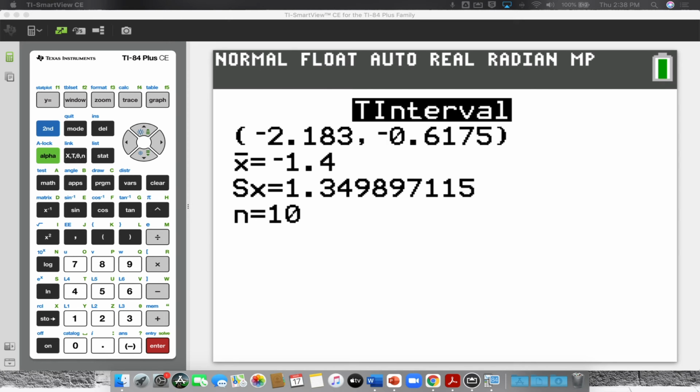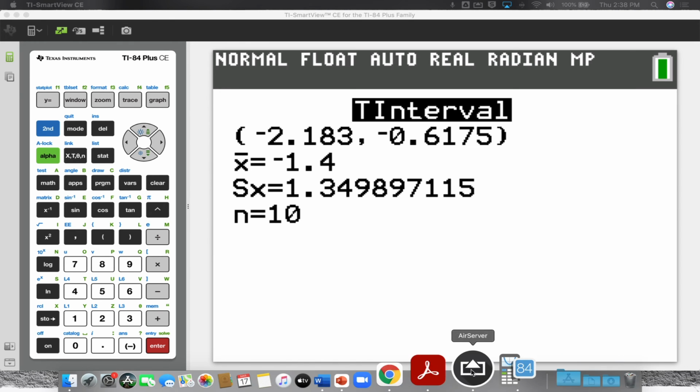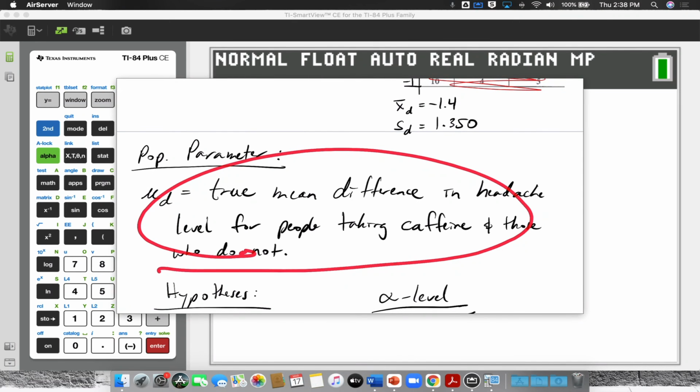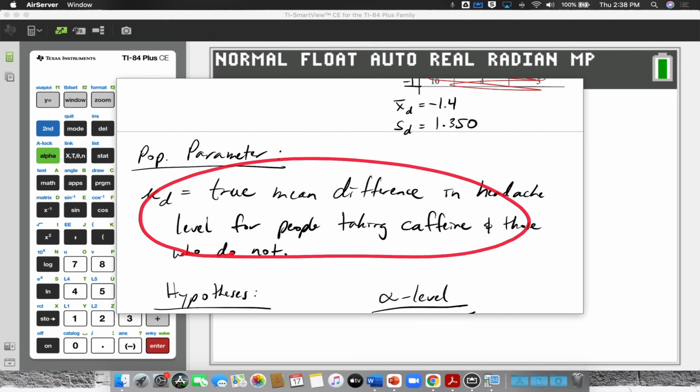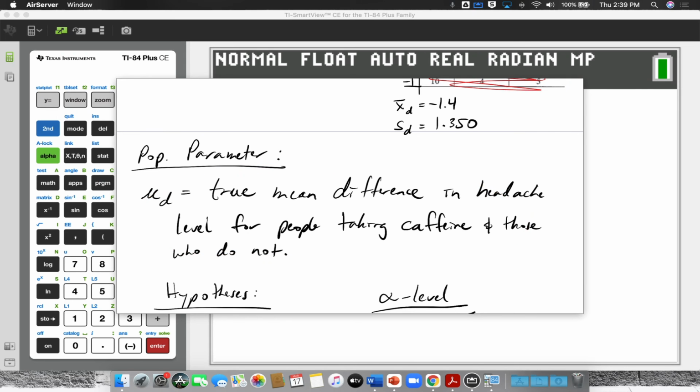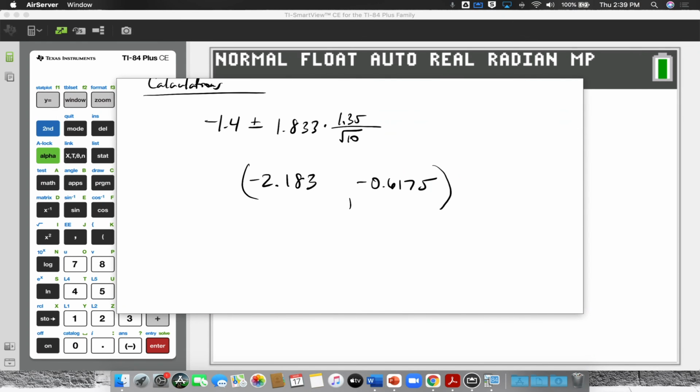Okay, so because we're running out of time, we are 90% confident that the true mean difference in headache levels for people taking caffeine and those who don't is between negative 2.183 and negative 0.6175, which supports our conclusion of rejecting because 0 is not in the interval. Good.